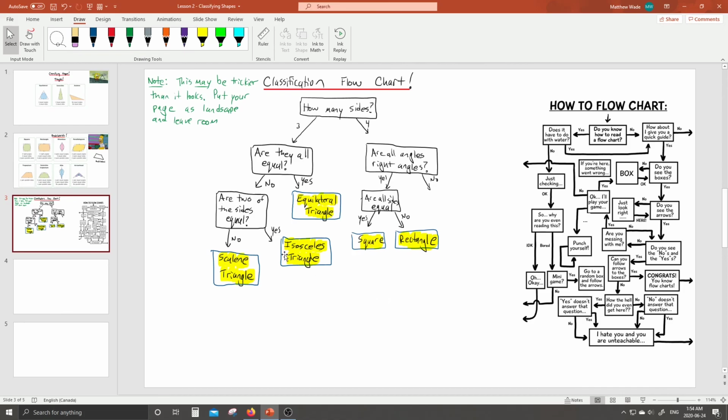Pro tip, put your paper so it's landscape, because this is going to be wider than you think. So you know how it's taken this much space just to get the two rectangle and square out. So it's going to take way more space to get all the other ones out. So you're probably going to want to have your page landscape as well.